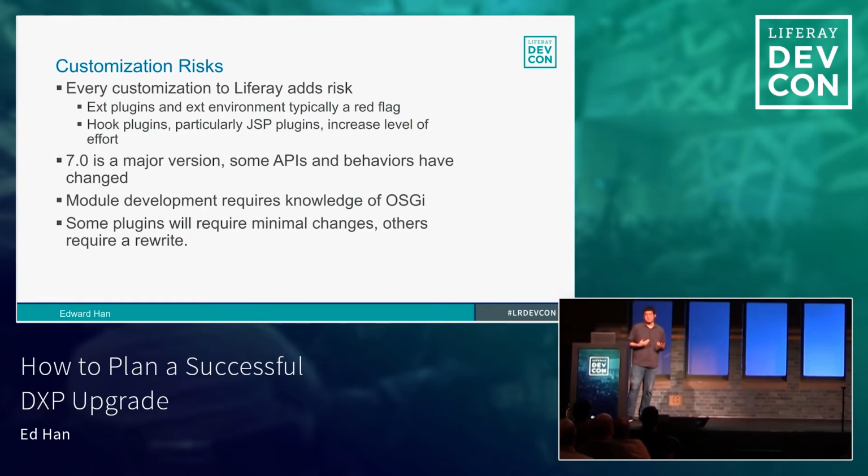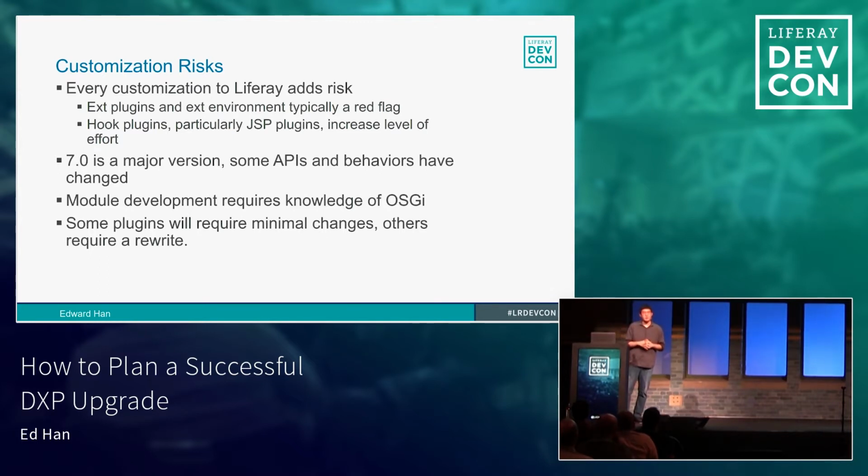Another one are the hook plugins, particularly the JSP plugins, simply because JSP plugins involve overriding JSPs in 6.2. Those have changed substantially in 7.0. So chances are whatever you had before will no longer apply with 7.0. And of course, as I mentioned before, 7.0 is a major version. Some APIs and behaviors have definitely changed. This is something that you need to be aware of and needs to be checked out during analysis.